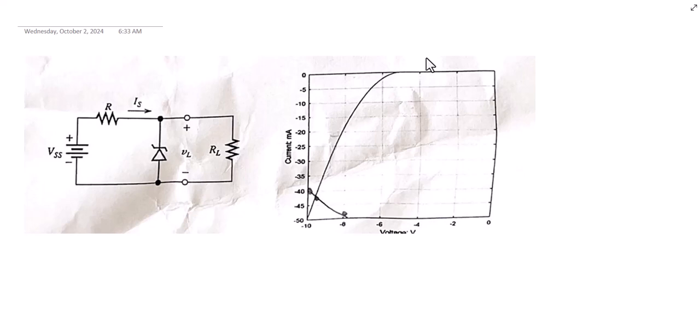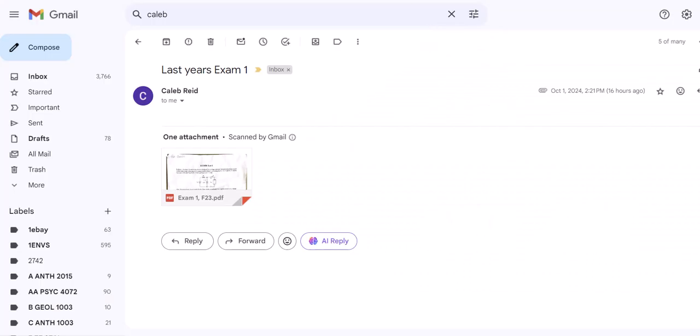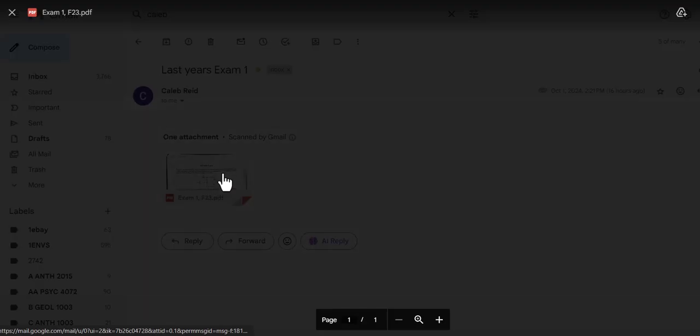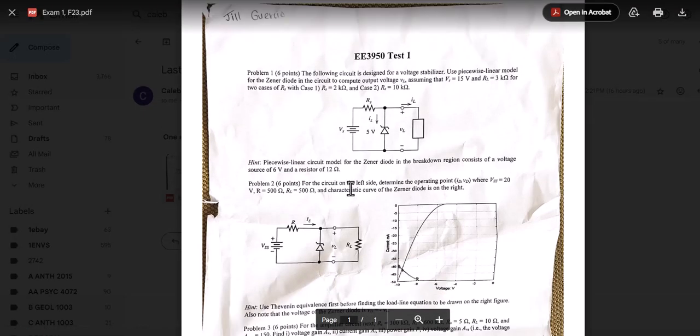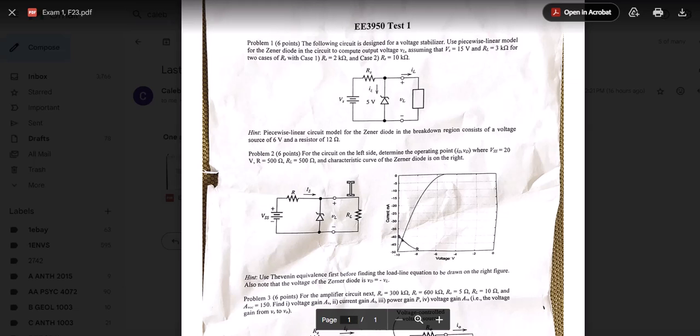I'm going to give you my best guess on this, and I'll try to go quickly because I'm not entirely sure that I know. And what were the instructions on it? It was to determine the operating point.